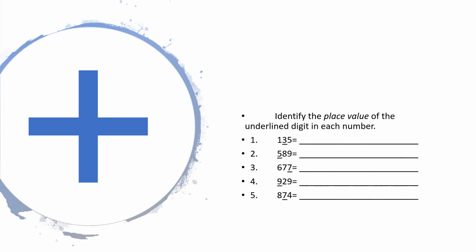Identify the place value of the underlined digit in its number. Number 1, 3. Number 2, 5. Number 3, 7. Number 4, 9. Number 5, 7.